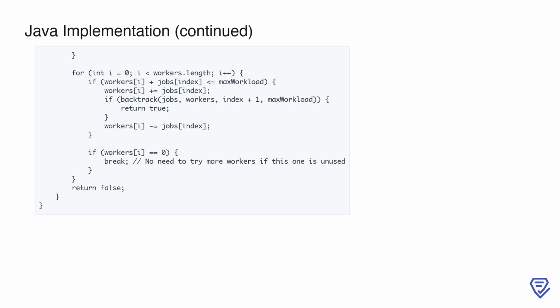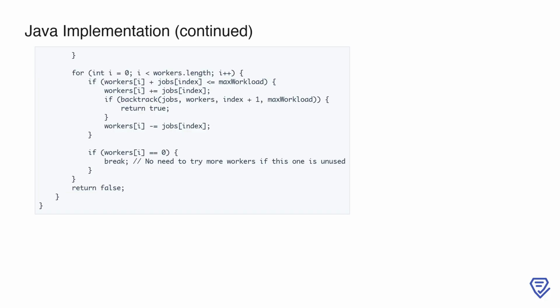The backtrack method is the core of the recursive logic. It attempts to assign jobs to workers one by one, starting from the current job at the index position. If all jobs are assigned successfully, the method returns true. For each worker, it checks if the current job can be added to their workload without exceeding the max workload. If it can, the job is tentatively assigned to that worker, and the method recurses to attempt assigning the next job. If the recursion succeeds, it returns true to indicate a valid distribution. If not, the job is unassigned, and we backtrack to explore other possibilities.